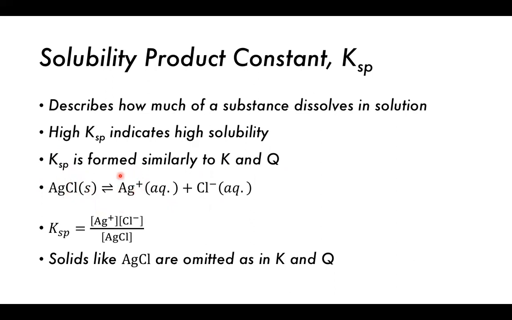which is silver chloride dissolving to give silver ions and chloride ions, then we can say that the Ksp, the K of the solubility constant, is equal to the concentration of silver ions times the concentration of chloride ions over the silver chloride concentration. However, because silver chloride is a solid, we do not include it in our equilibrium system, or solubility constant. And so the solubility constant expression ends up becoming the concentration of silver ions times the concentration of chloride ions, much like this.